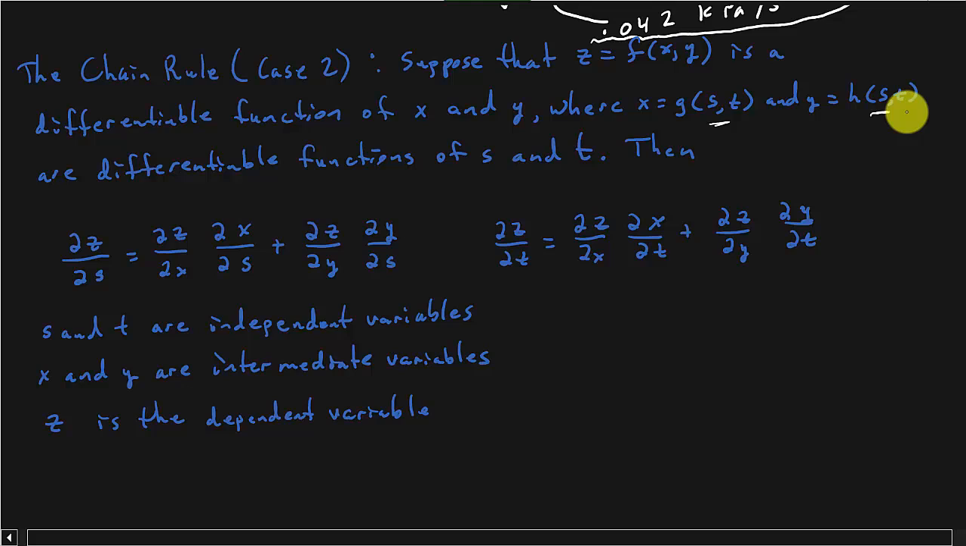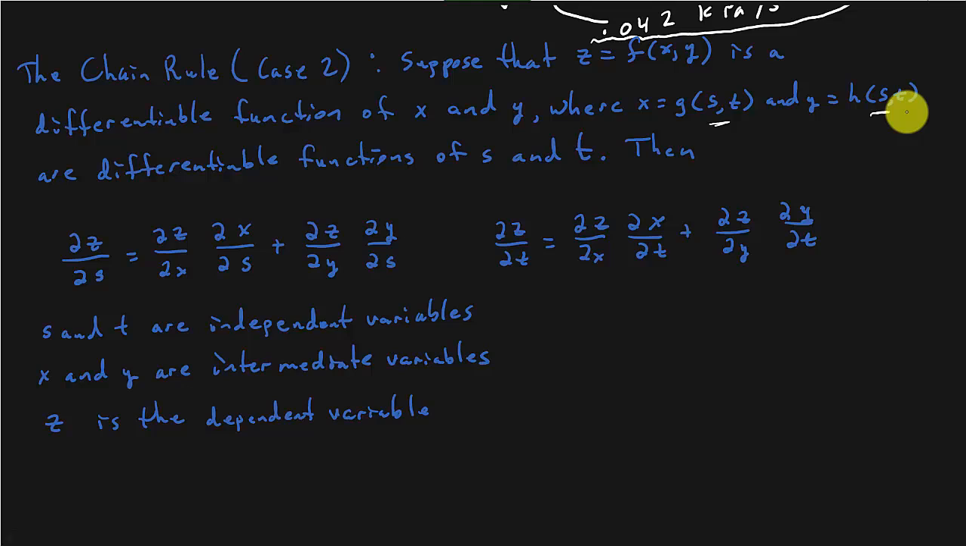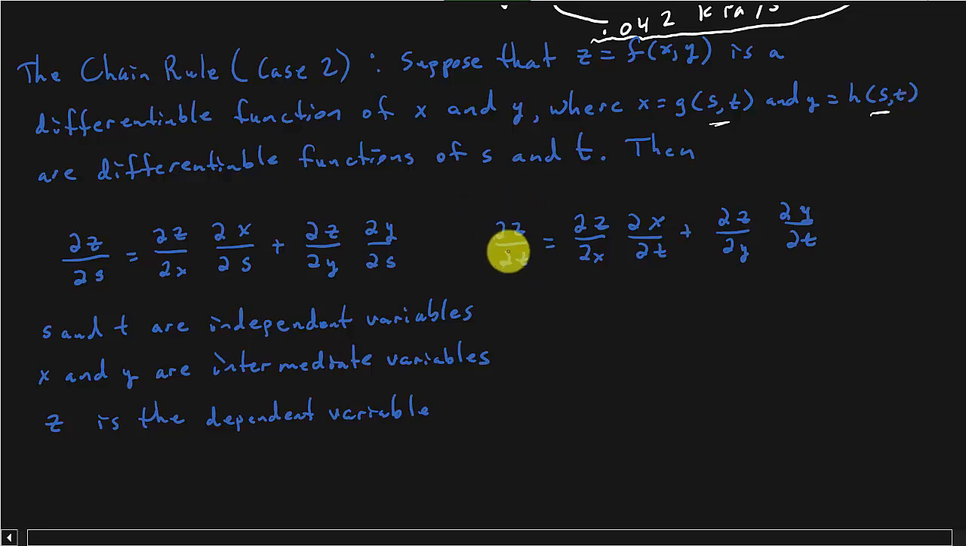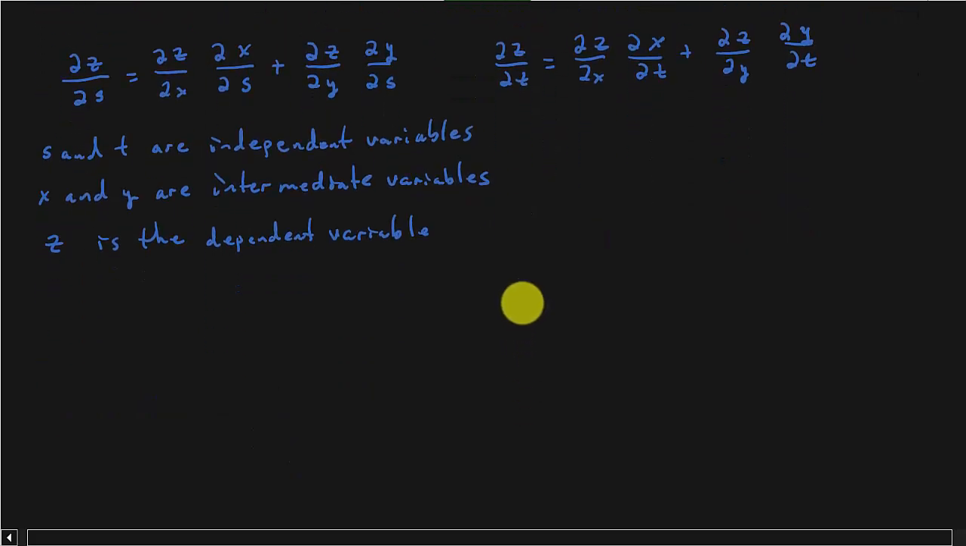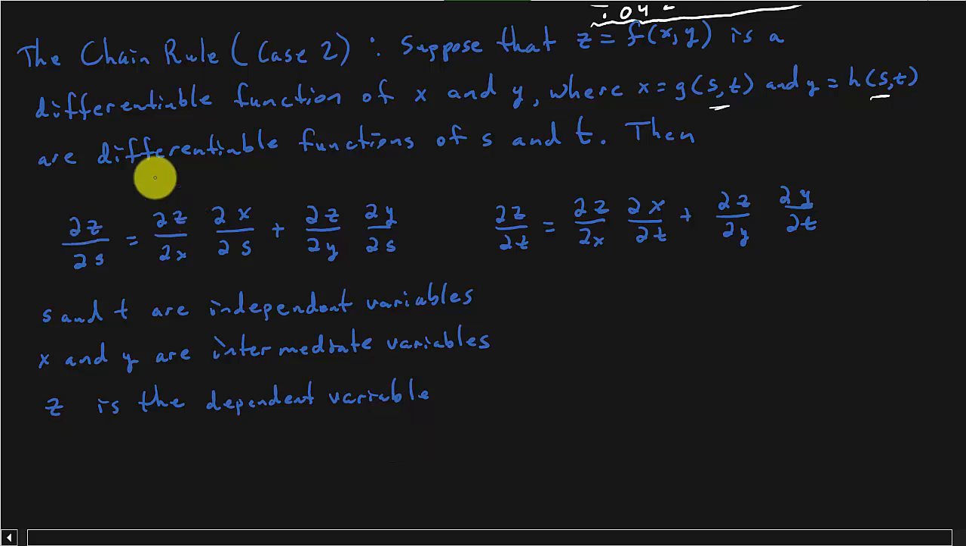Okay. The x and the y in this case, they're functions of two variables. So if we want to find the partial with respect to t, that would be the partial of z with respect to x times the partial of x with respect to t plus partial z with respect to y times partial y with respect to t. s and t are independent variables, x and y are intermediate variables, and z is the dependent variable. Now, one thing I want to show you here, you can look at this and you could memorize that if you wanted to.